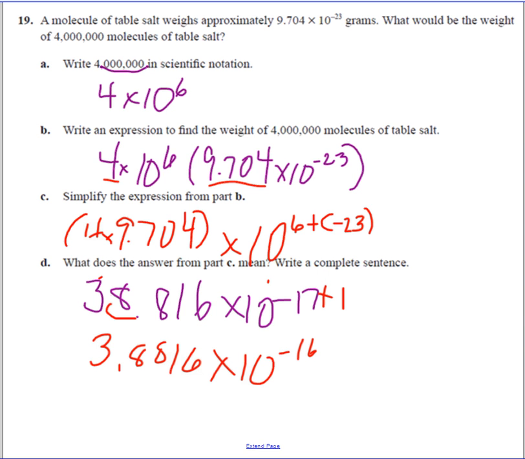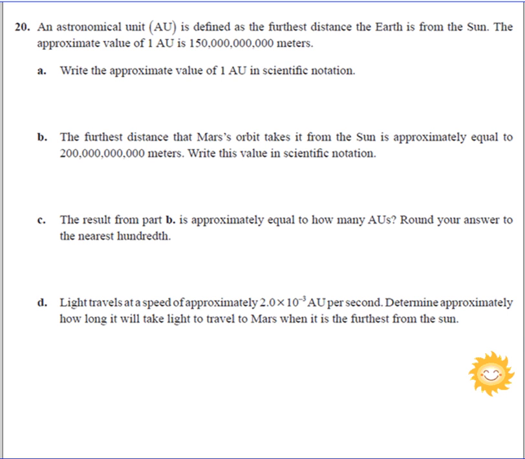Let's look at one more example. An astronomical unit, or AU, is defined as the furthest distance the Earth is from the Sun. The value of 1 AU is 150 billion meters. And so write that in scientific notation. We can see a 1 first, so we'll do 1.5 times 10, and let's count by threes to see how we get there. 3, 6, 9, then 10, 11. So 1.5 times 10 to the 11th.